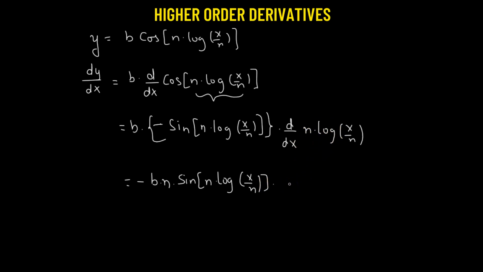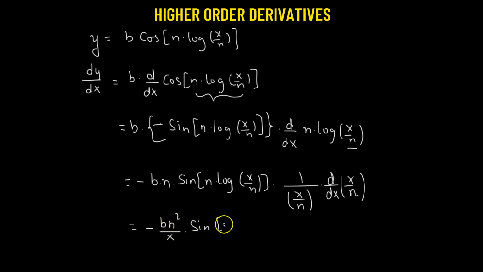The derivative of the logarithmic function is 1 over x over n. So we'll have to again apply the chain rule to x over n. So we'll multiply it to the derivative with respect to x of x over n. Fine. So this gives us negative b n squared divided by x multiplied to sine of n times log of x over n multiplied to the derivative of x over n. So this will be equal to 1 over n. So this is the value of dy over dx.